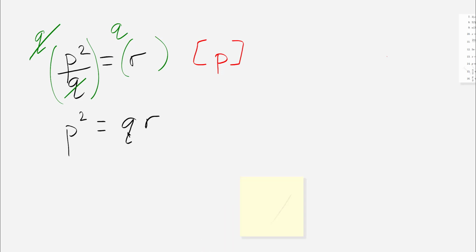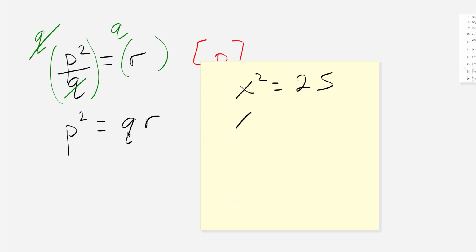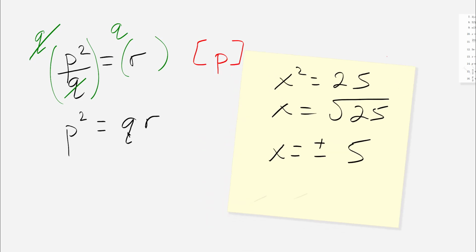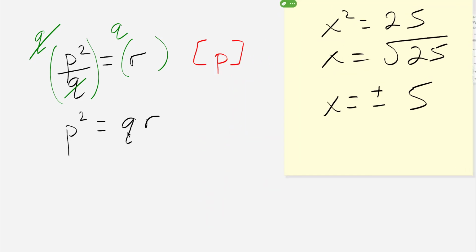So my next line is going to be P squared equals QR. How am I going to solve for P on its own if I have P squared? Well, you should know, for example, if I had x squared is equal to 25, x therefore would be the square root of 25. So we would say x is plus or minus 5. So that idea is the same right here. If P squared equals QR, then P must be plus or minus the square root of QR.